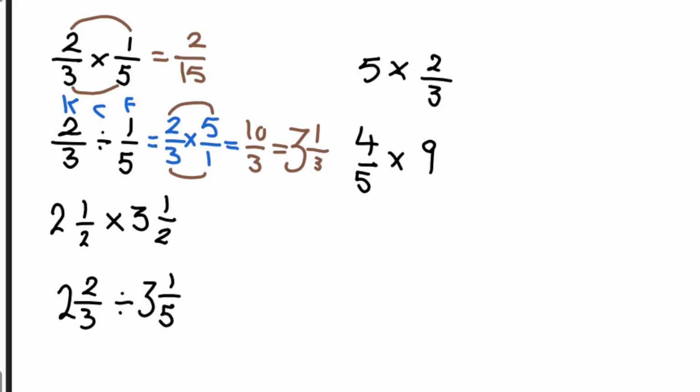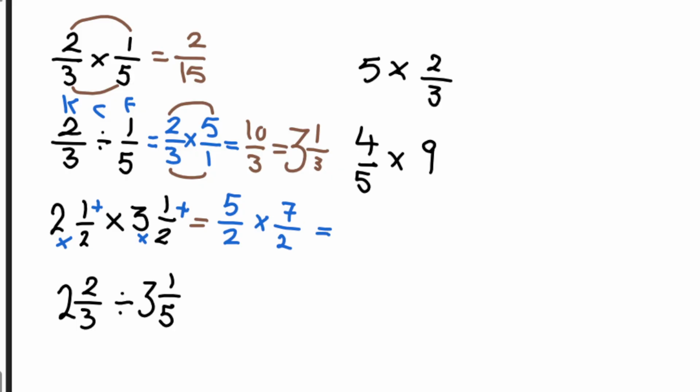Now let's go to multiplying mixed numbers. 2 1/2 times 3 1/2. The first thing I'll do is convert these mixed numbers into improper fractions. How do we do that? Multiply here and add there. So 2 times 2 is 4, plus 1 is 5, so it's going to be 5, and keep the same denominator, which is 2, times, let's do the same thing here. So 3 times 2 is 6, plus 1 is 7, so it's 7/2.